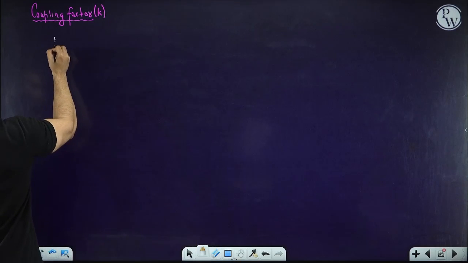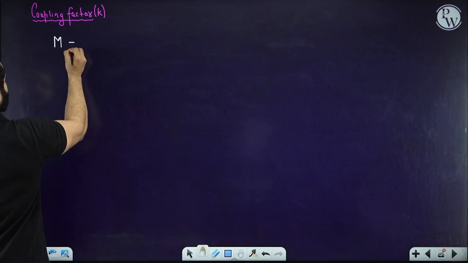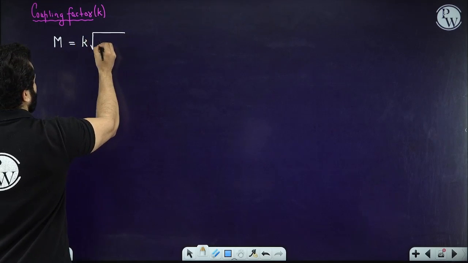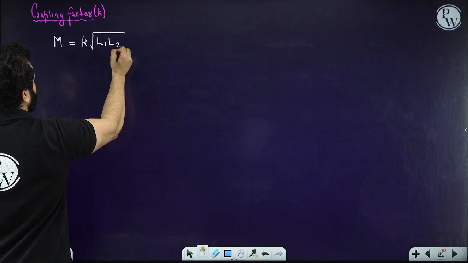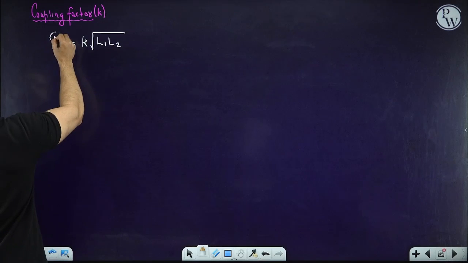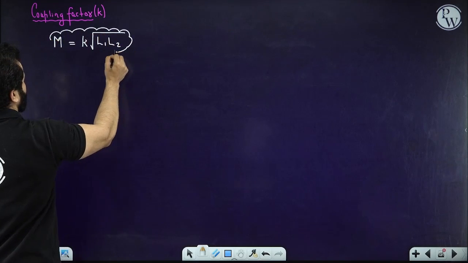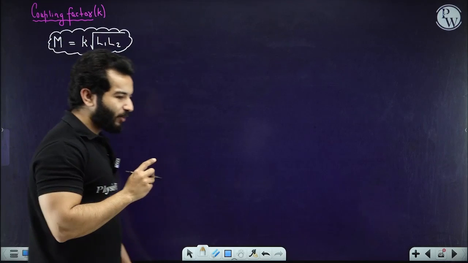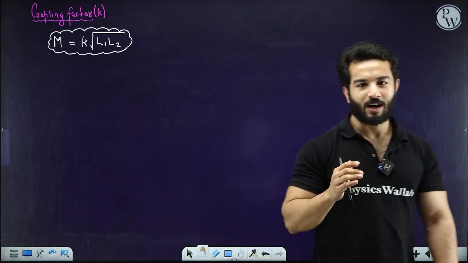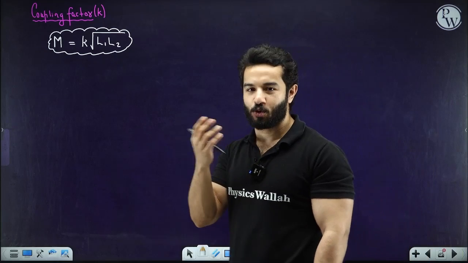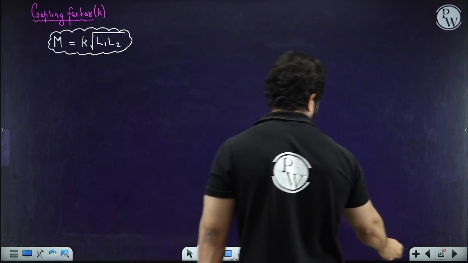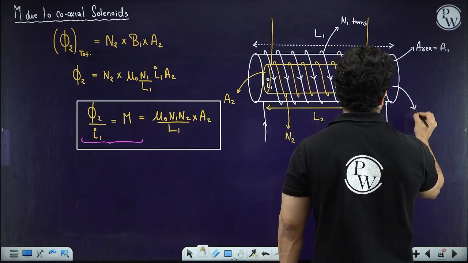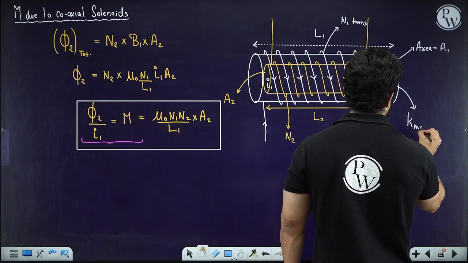What coupling factor basically means: mutual inductance between two coils can be written as M = K times the square root of L1 L2, right? So it will depend on K. K is your coupling factor, and it decides the value of mutual inductance. For the coaxial case, K was maximum. So the maximum value of K is +1.